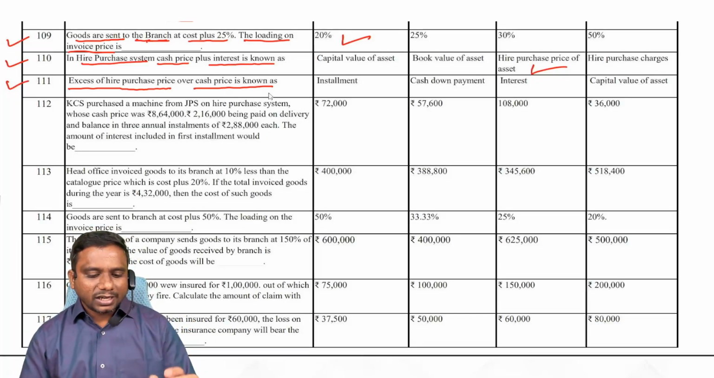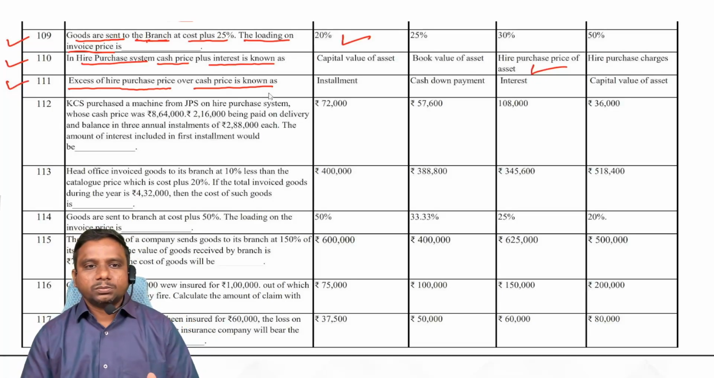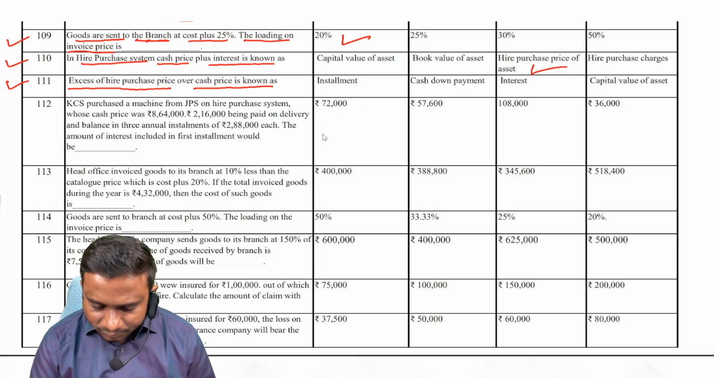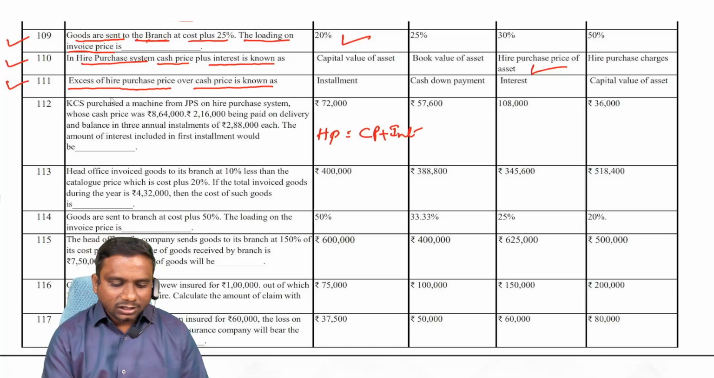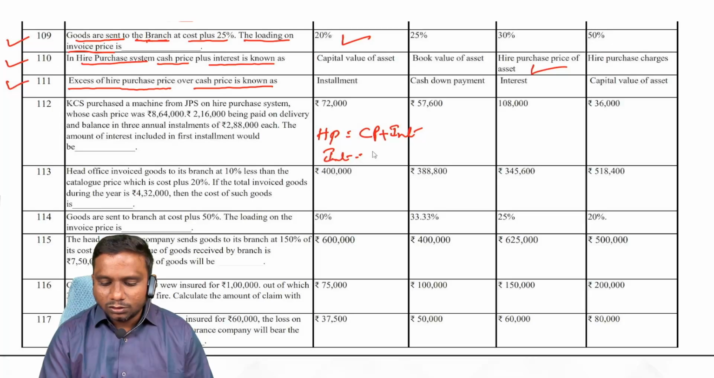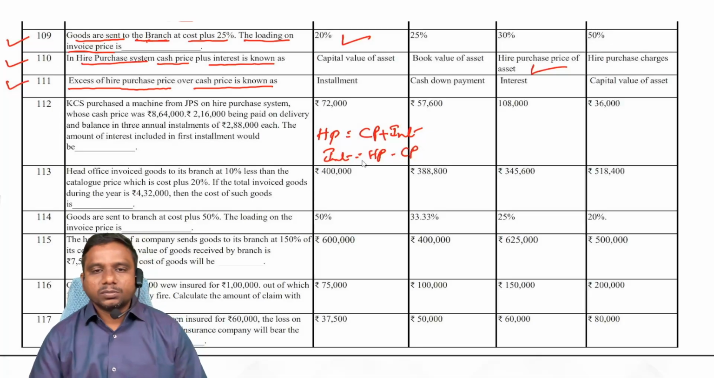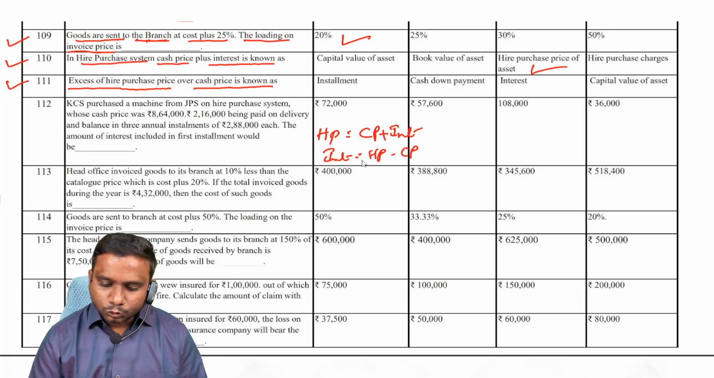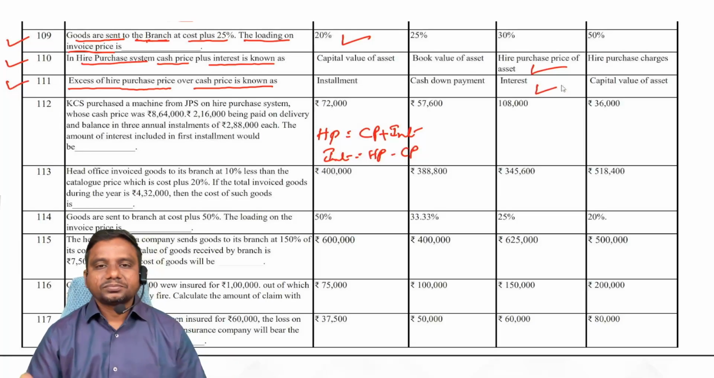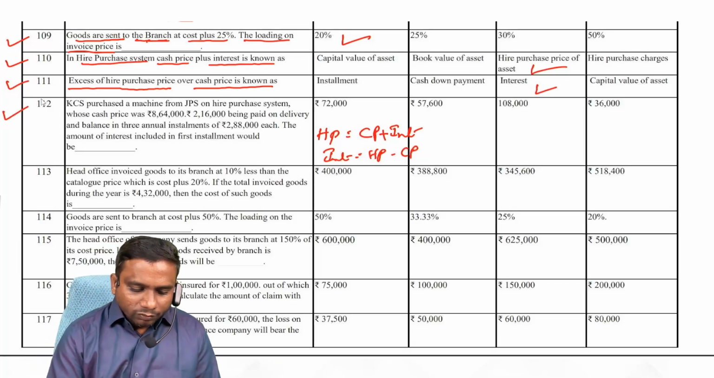In hire purchase system, cash price plus interest is equal to hire purchase price. Now what is asking? Excess of hire purchase price over cash price is equal to interest. So interest is equal to hire purchase price minus cash price. Excess of hire purchase price over cash price is nothing but interest. Yes or no, students? So option 3 correct.